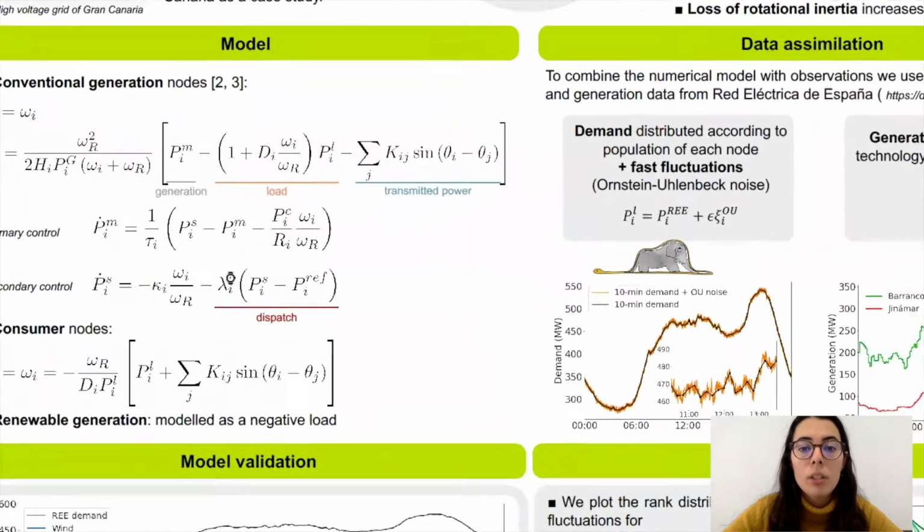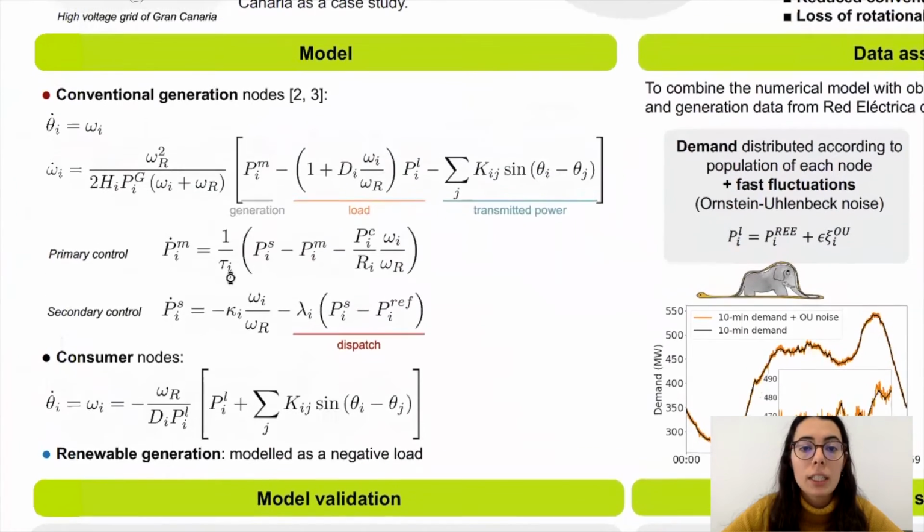So we model the power grid as a network of interacting nodes, and we will have two types of nodes. First, conventional generation nodes, which we describe with these four equations. We have an equation for the phase, an equation for the frequency, and this is the famous swing equation that describes the frequency dynamics in terms of the power balance.